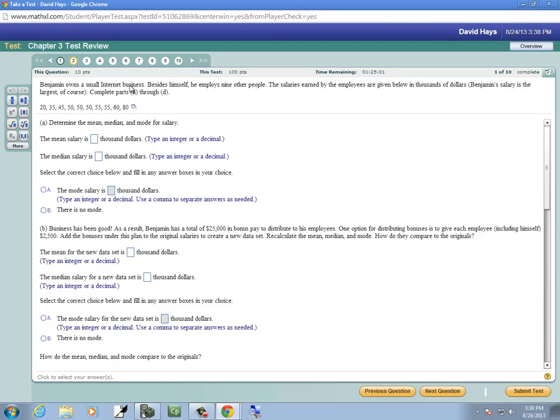Okay, Benjamin owns a small internet business. Besides himself, he employs 9 other people. The salaries earned by the employees are given below in thousands of dollars. Benjamin's salary is largest, of course. Complete parts A through D.